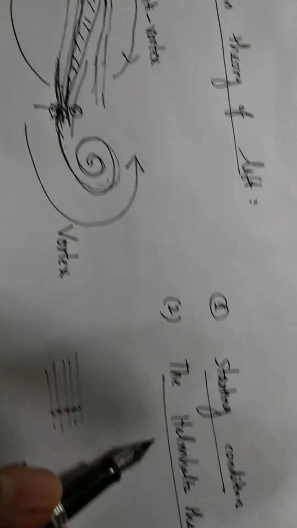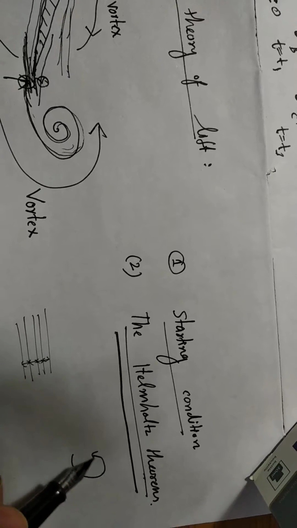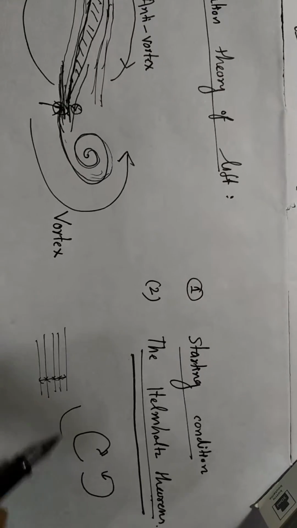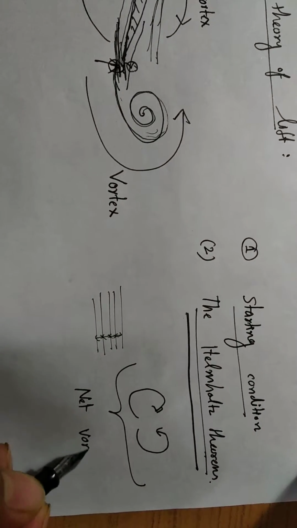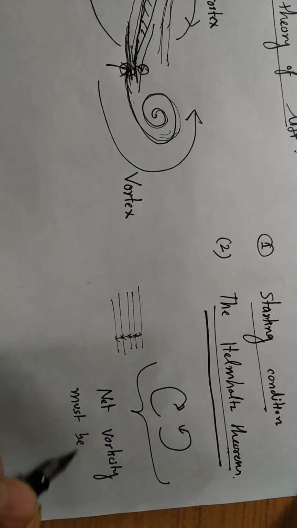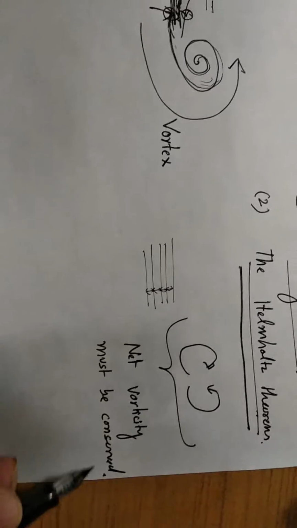This is the Helmholtz theorem. The Helmholtz theorem says that if there is a vortex, there has to be an anti-vortex. So the point is that net vorticity is conserved. It's a conservation principle. You can say that net vorticity must be conserved, in an ideal fluid.